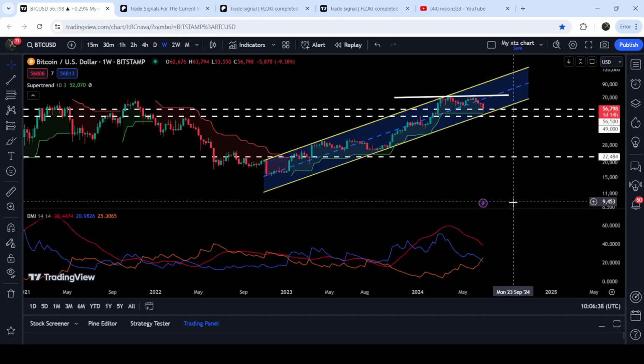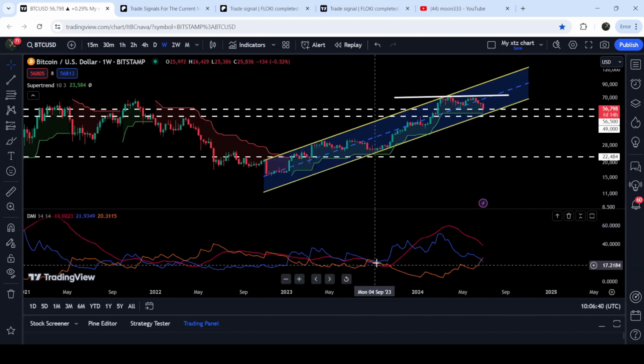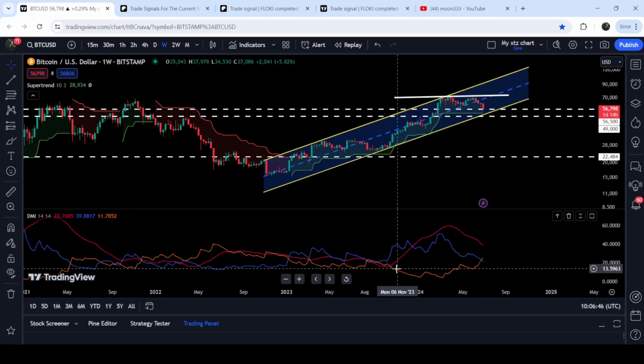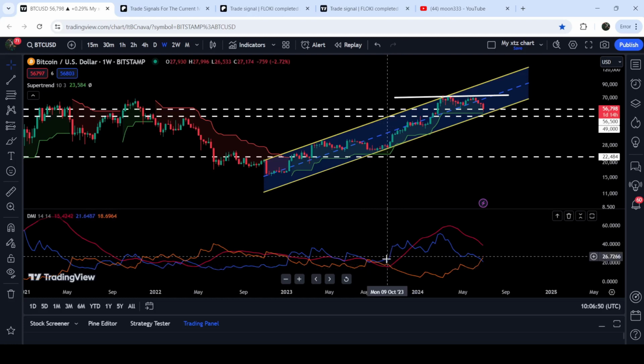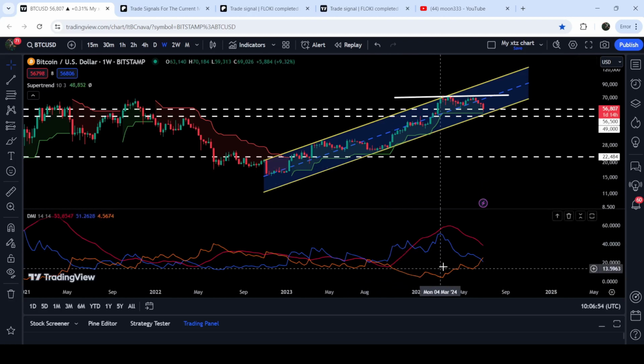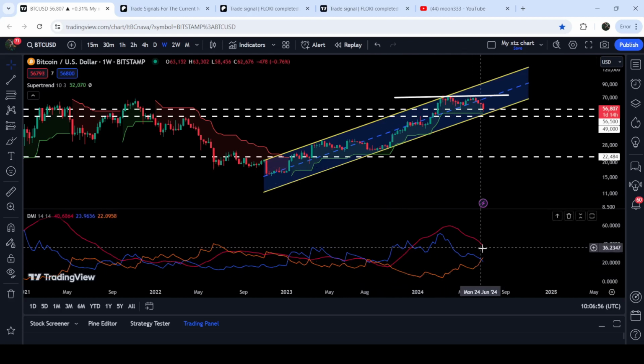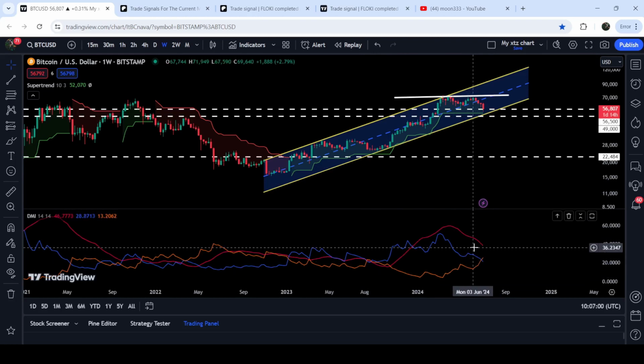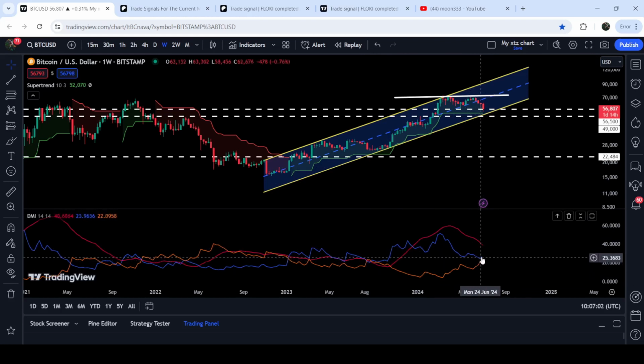Now, if we take a look at the directional movement index, you can see whenever this blue line crosses up the orange line, this blue line represents the bullish line, and this orange line is the negative directional index that represents the bears. Whenever the blue line crosses up, it shows that now the price can go up. And when this orange line crosses up the blue line, it shows that now the price will move down. You can see that it is crossing up.